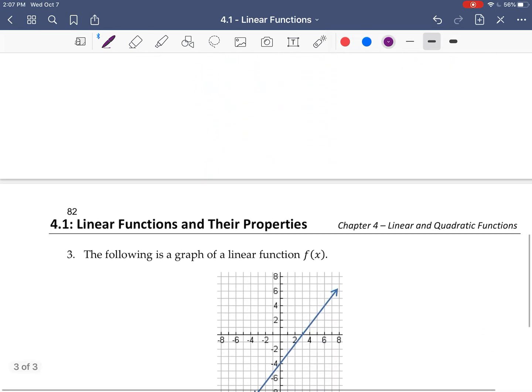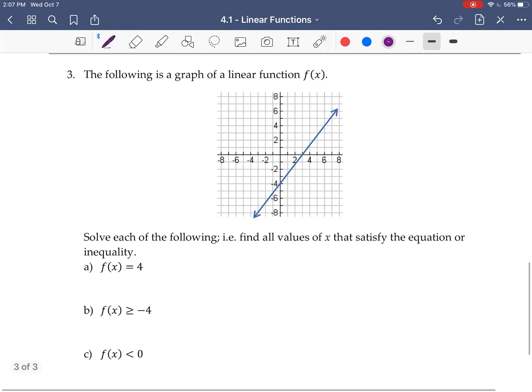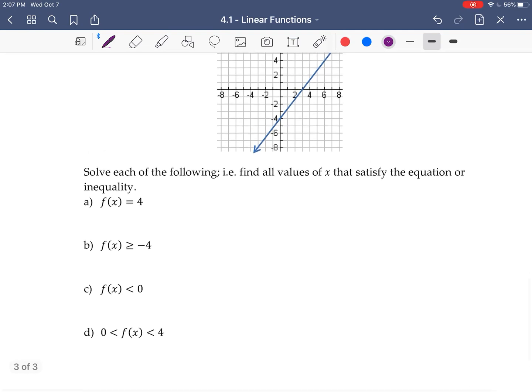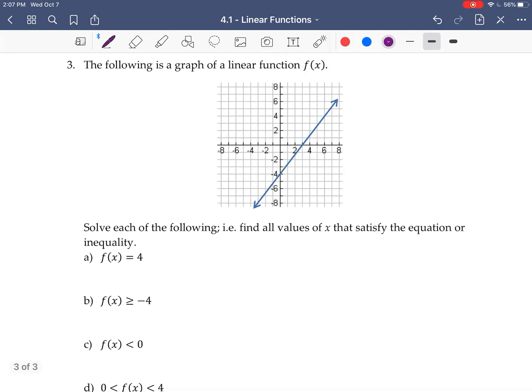Okay, let's do one more. So here's a graph of a linear function. They haven't given us the equation. Now we could find the equation, maybe we'll do it after, but we'll try to answer these questions just by looking at the graph.